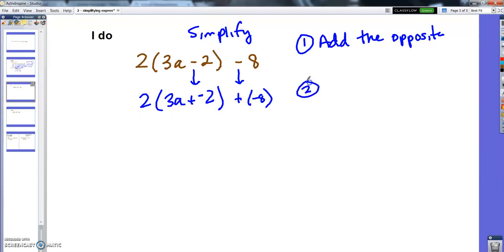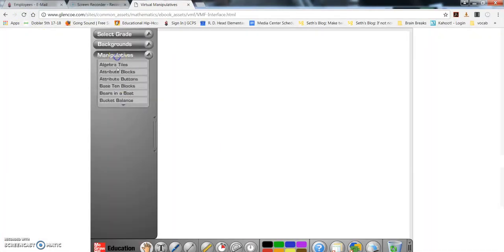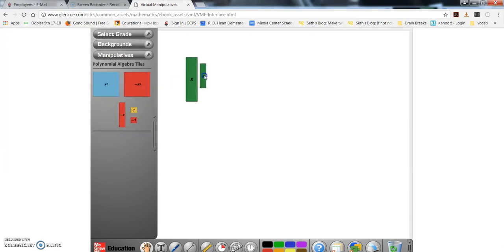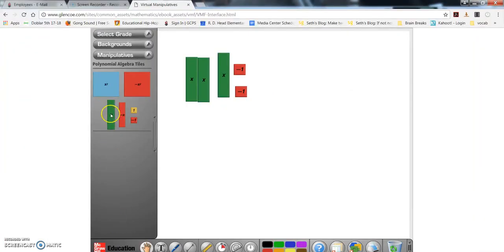So the next thing I'm going to do is my distributive property. So what this looks like, I have 3a plus negative 2, if I reset my tiles. So 1, 2, 3a plus negative 2. So I have what's in the parentheses, and I have it all 2 times, 2 sets of this. So I have it there once, and I have it again.